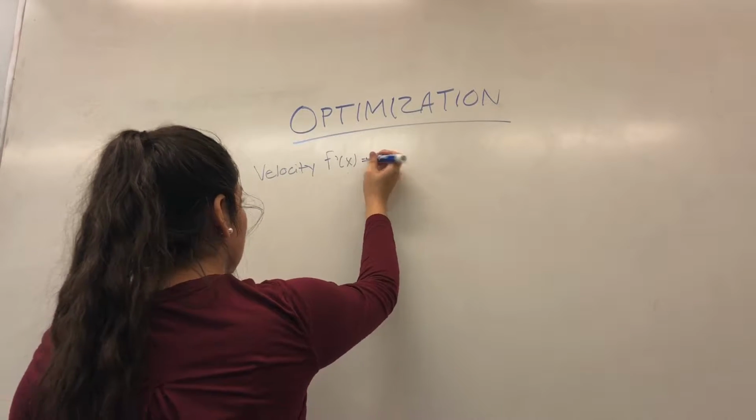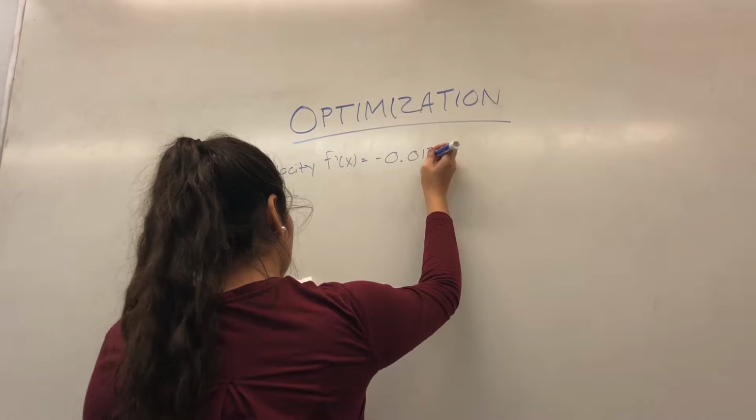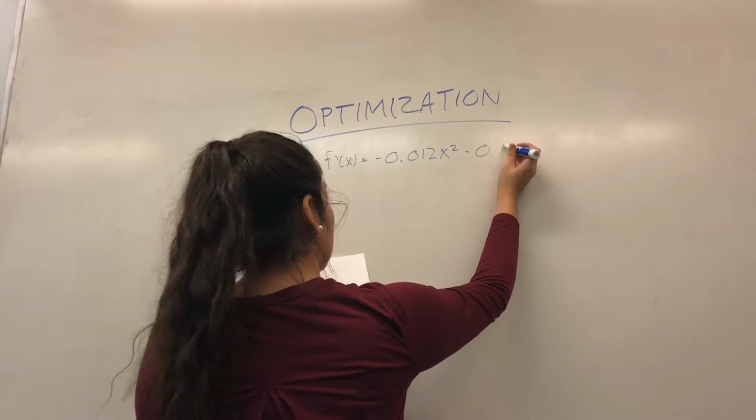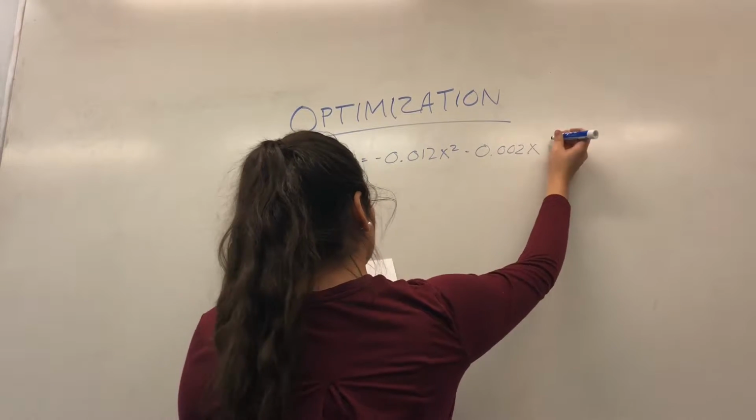Optimization. So we know what our velocity equation is, and now we are going to maximize our velocity to pinpoint the maximum velocity reached during a 100-yard dash. What is our maximum velocity?